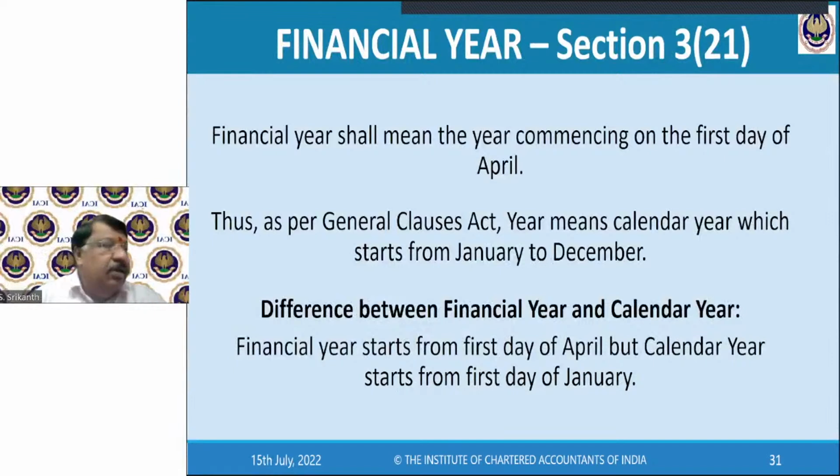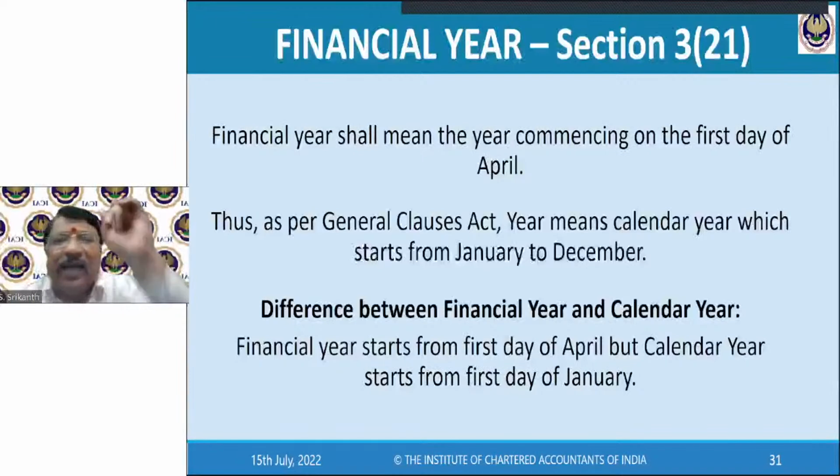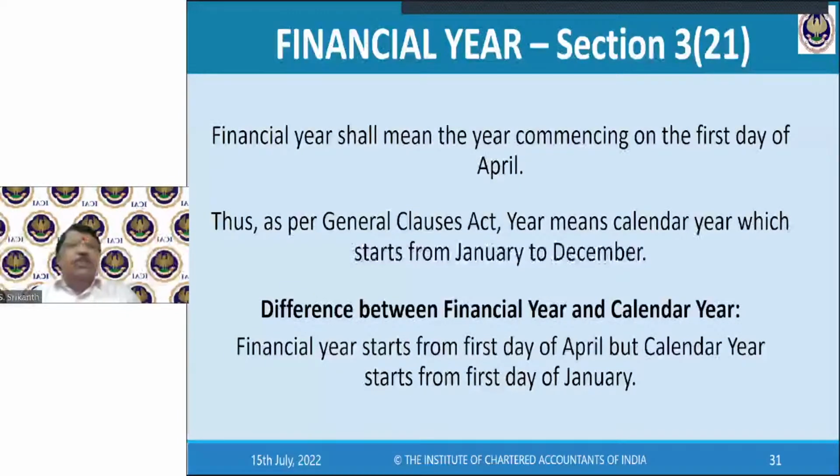Very important. Financial year shall mean the year commencing on the first day of April. Thus, as per General Clauses Act, year means calendar year. We already saw it, I told you, but now again I am repeating. So what was the basis for my statement? Somebody asked me, sir, year means, is it financial year? No. If only the word year is given, then it is calendar year, which normally in this world starts on 1st of January and ends on 31st of December. Right?